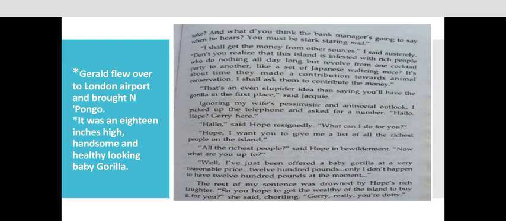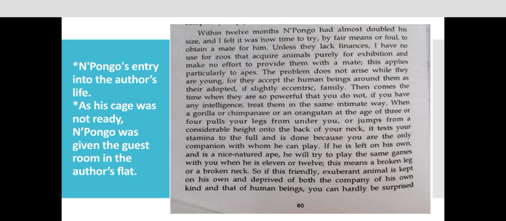Not General Domo, Major Domo. He was a very generous man and he funded the rest of the amount, that is, a total of 1200 pounds. As soon as the money was arranged, Gerald flew over to London airport and that is how the gorilla entered Gerald's life. Npongo, the baby gorilla, was 18 inches high and was quite handsome and healthy.